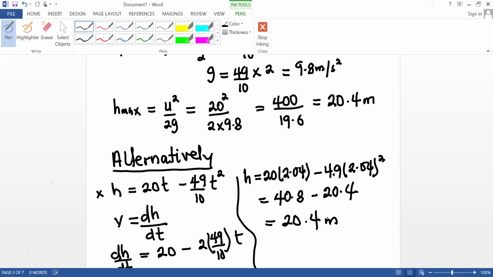The second question of the 2022 question. A projectile fired from the ground level with a speed of 20 meters per second just missed the top of a pole 5.2 meter high. Calculate the angle of projection with respect to the ground.